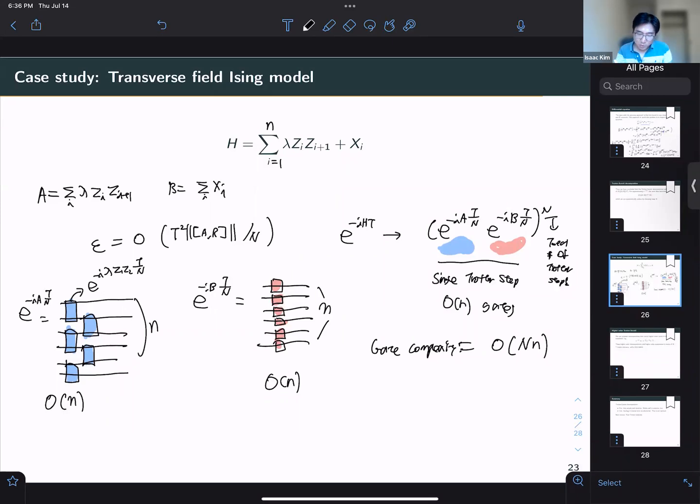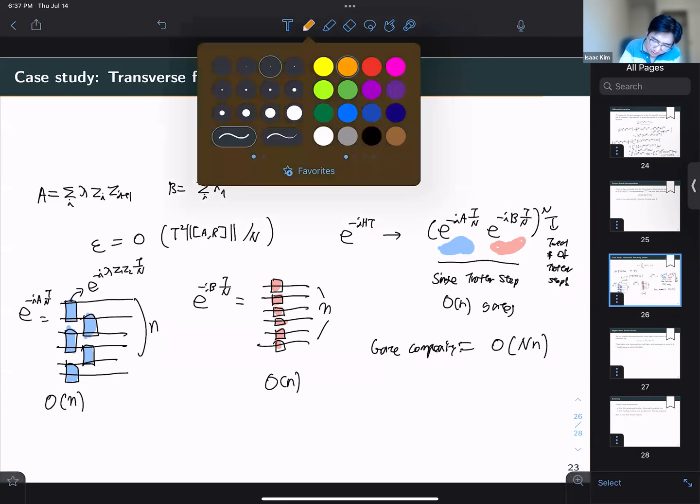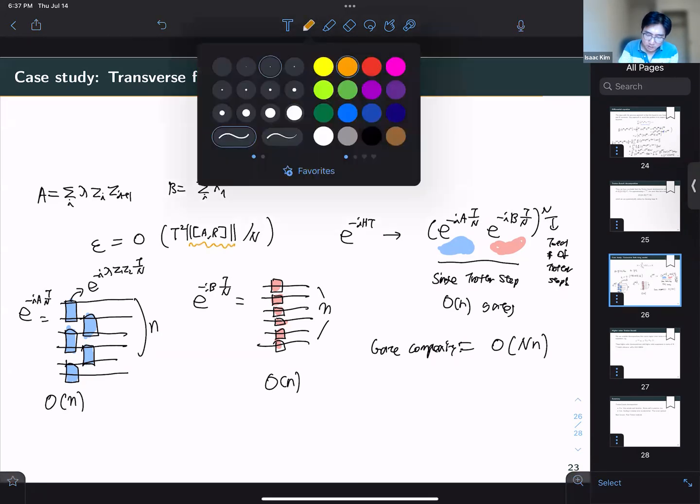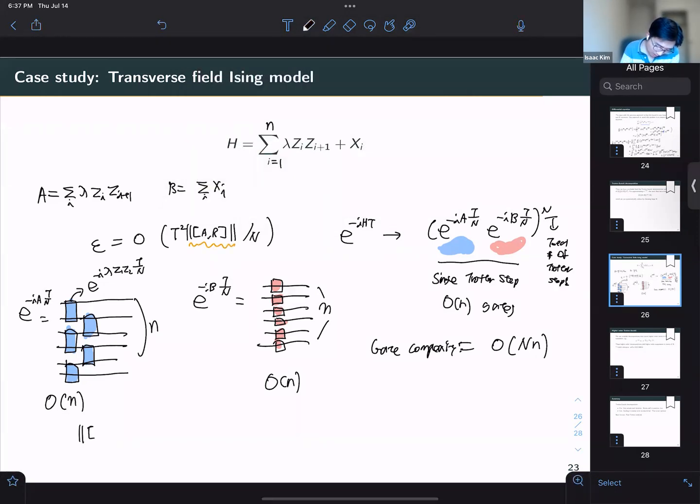So the only question at this point is, if we want to have an error of epsilon, what's the n that we should choose? That's of course very simple. We have this formula, so from this we can determine what n should be. The only thing that is not completely clear is what this commutator is. Well, I can get a much better bound, but I'm going to be a bit lousy to make the analysis slightly simpler.